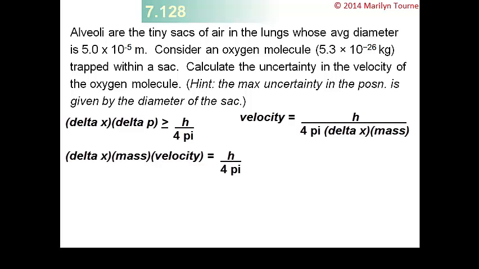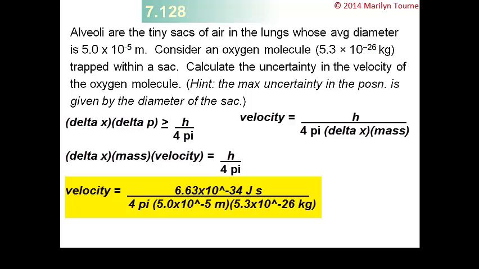Now all I do is just plug everybody in. So 6.63 times 10 to the negative 34th joule seconds divided by 4 pi times 5.3 times 10 to the negative 26 kilograms times 5.0 times 10 to the negative 5 meters. If I multiply all that out, I get 2.0 times 10 to the negative 5 meters per second.